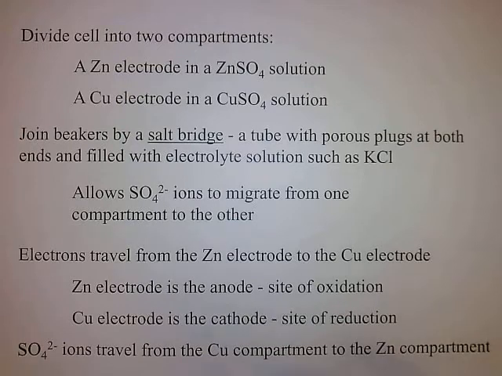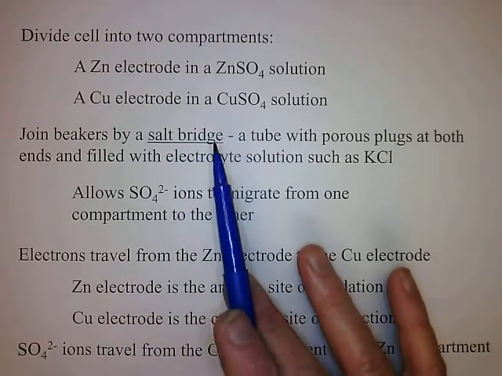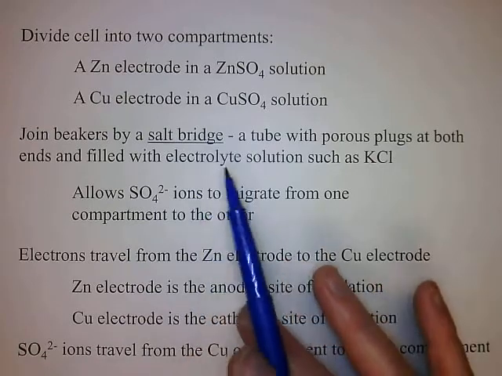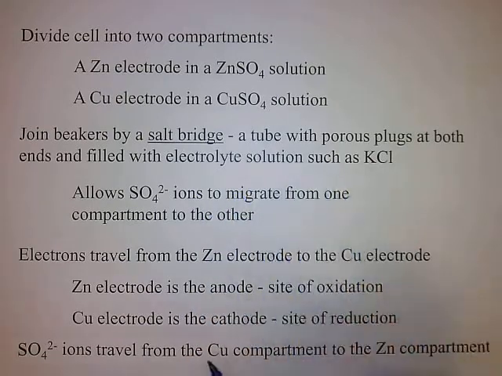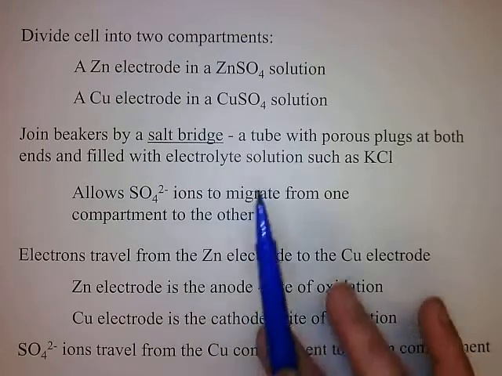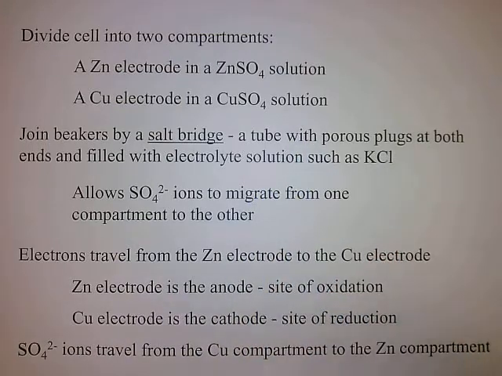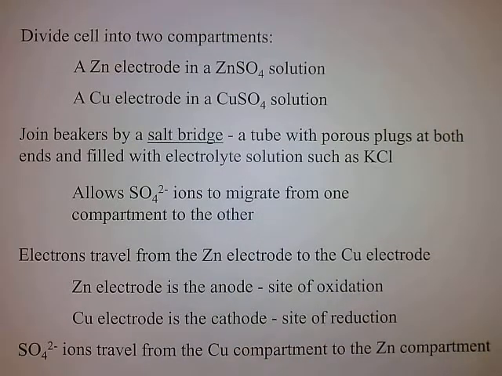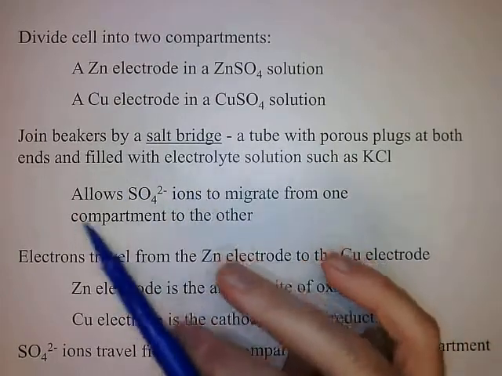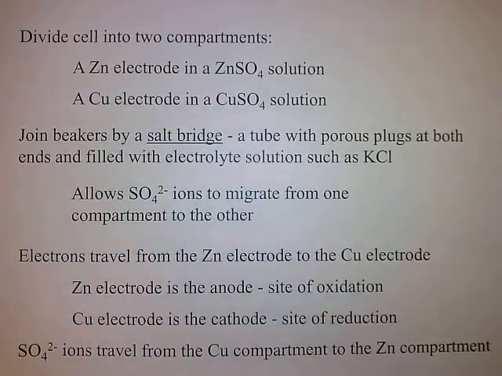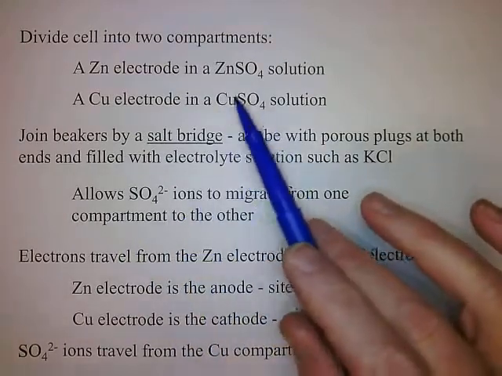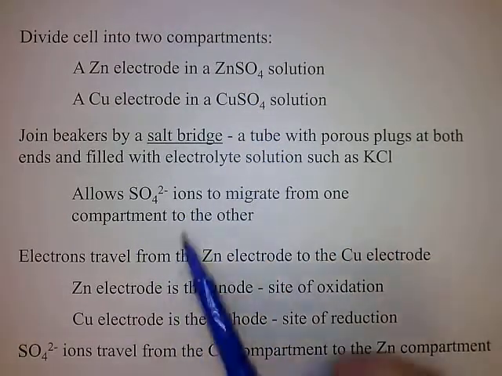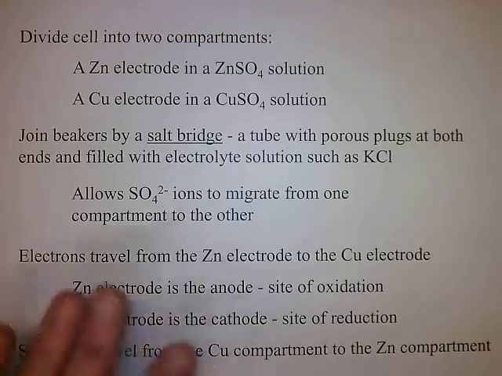Okay? And we join the two beakers by a salt bridge, which is a U-shaped tube with porous plugs at both ends, and it's filled with an electrolyte solution. An electrolyte solution is one that conducts electricity, such as potassium chloride. Now, the purpose of the salt bridge, and I'm going to talk more about this in a minute, is that it allows sulfate ions, the counter ions, to migrate from one compartment to the other.